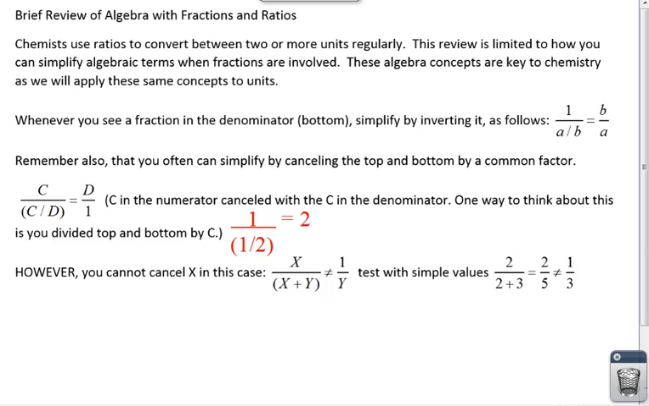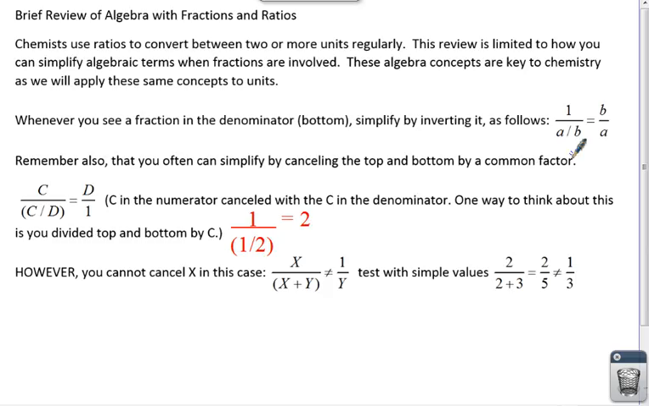So we use ratios a great deal. A ratio is just a fraction written that represents two different compounds or two different substances. Sometimes though you need to flip the ratio over. So let's talk about algebra though for a couple minutes. Anytime we have a fraction in the denominator, remember the denominator is the bottom half of the ratio, we can simplify it by inverting it.